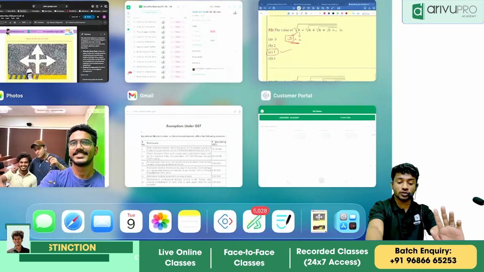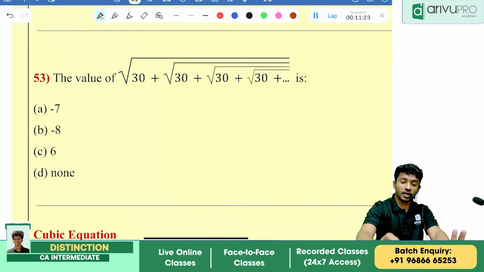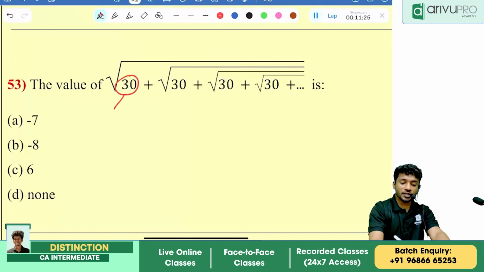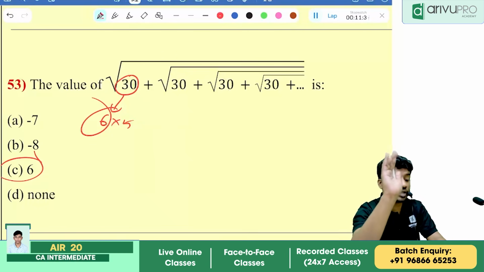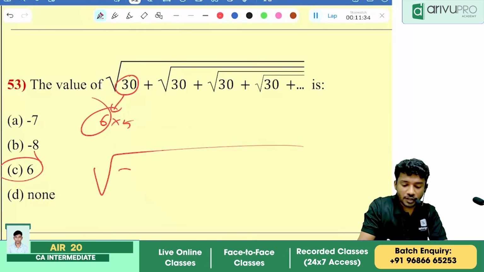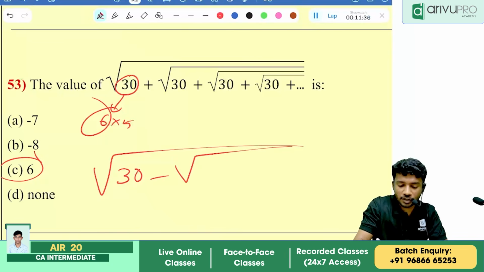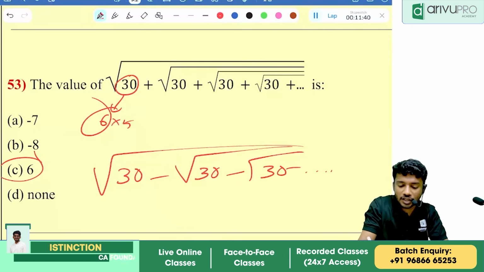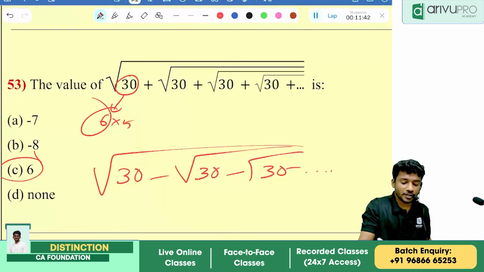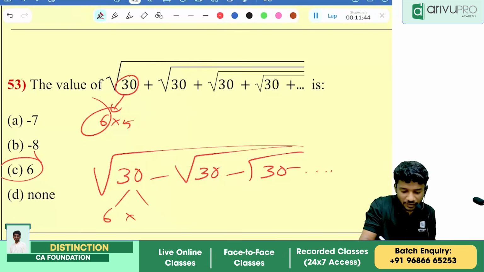Look at the next question, people. Look at this. 30 is what? 6 into 5. Now answer will be what? 6. Now I will change the question a little bit. Root of 30 minus root of 30 minus root of 30 minus etc. Then the answer will be what? 6 into 5 will be there.